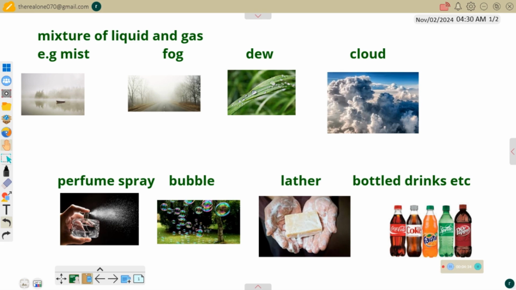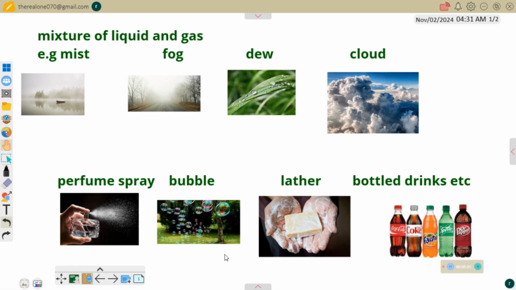Examples of mixture of liquid and gas. We have mist, which is the mixture of water vapor in air. The same thing for fog, but there are slight differences. And dew, we have cloud too. All of these are mixtures of water vapor present in air, but at different levels. We have differences between all of these four that we have above.